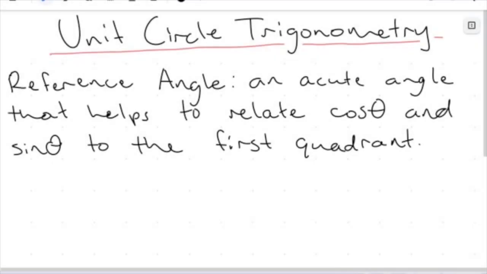This will hopefully be a shorter video continuing on our unit circle trigonometry section of this course. We're introducing a new idea today, and this is the idea of a reference angle. And this is what we're going to be using when we start exploring these trig ratios for angles greater than 90 degrees and as well as 180 degrees. Now I've written just a standard textbook definition here of our reference angle. This is just an acute angle that helps us to relate cos theta and sine theta to the first quadrant.